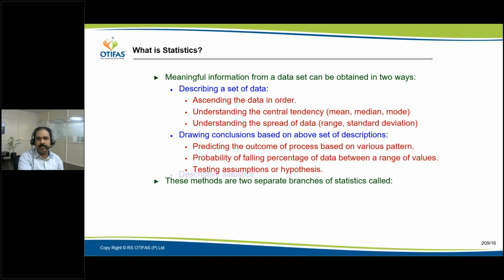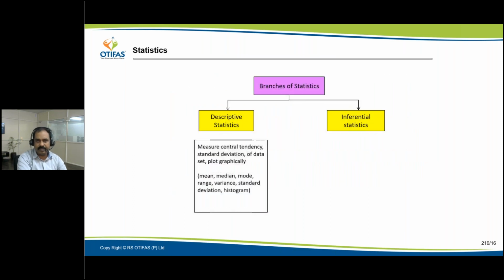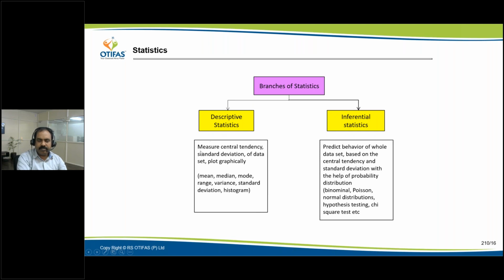And these are the two branches of statistics called descriptive and inferential. So we will understand it. Descriptive statistics means you can use anything, like a bar graph, a histogram, whatever way you describe it, but mean, median, mode, range, variance, standard deviation, any ways you can use. You just describe the data. Now, what is inferential statistics? Based on the described data, you are going to predict something. Okay.